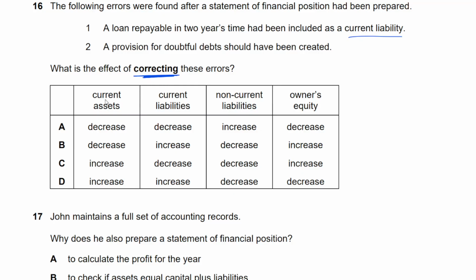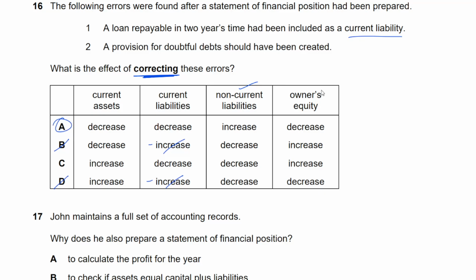Okay. So when we try to correct these errors, our current liabilities should go down. They should decrease. They should not increase. I'm just looking at these two options. They cannot increase. These are wrong. Okay. And so B and D are wrong. And what else? Well, we've already found the answer. Our non-current liabilities should go up. And that's it. A is the answer.